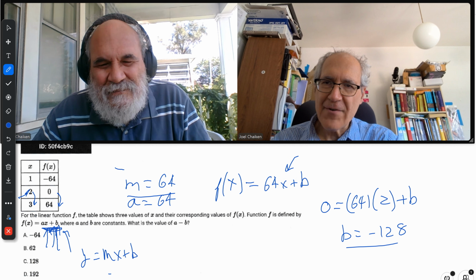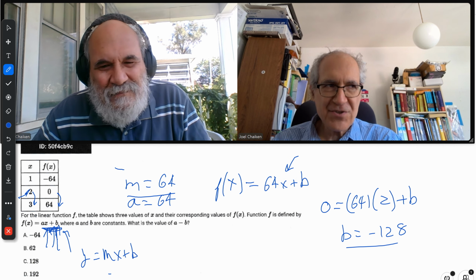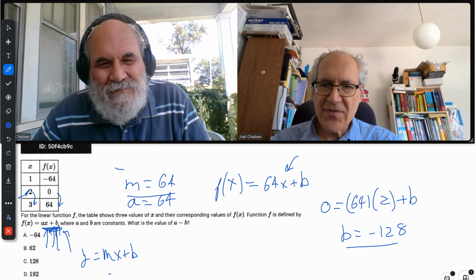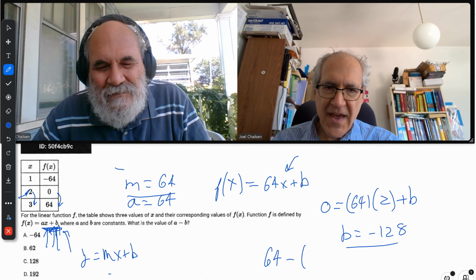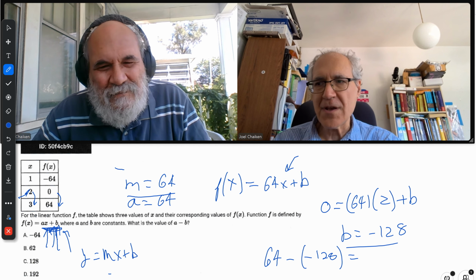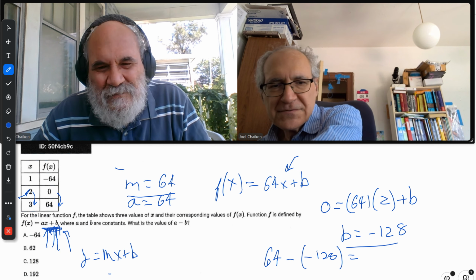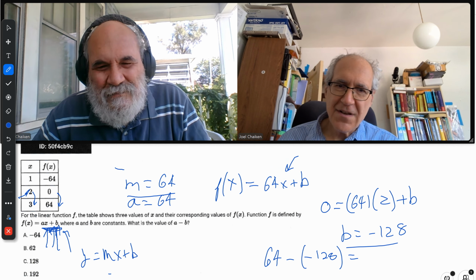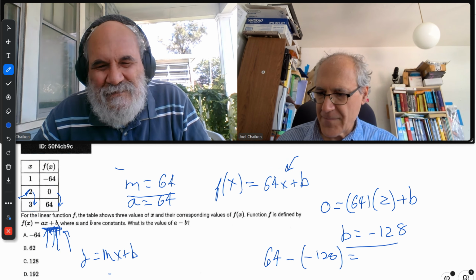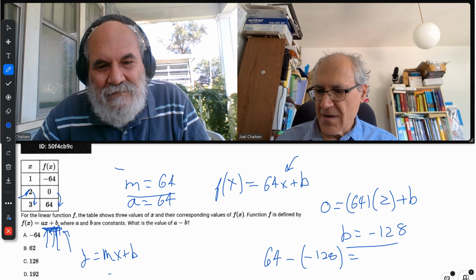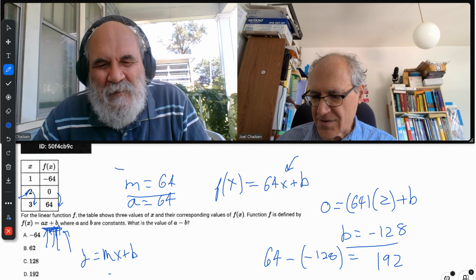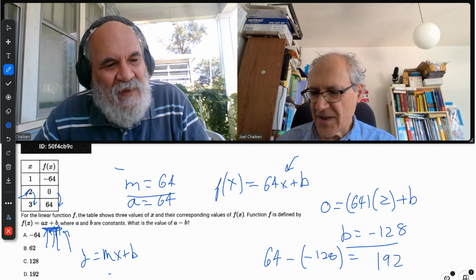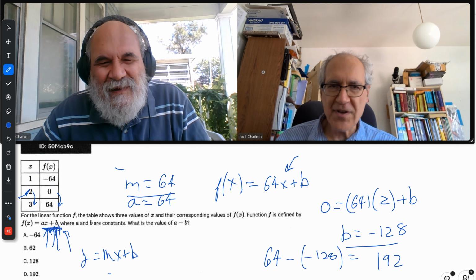Now you've got to be very careful, because on the SAT they want to see if you're making sure how to deal with negative numbers, integer arithmetic with negative numbers. If a is 64 and b is negative 128, then a minus b is 64 minus negative 128. Just add 64 to 128, and that gives the answer, 192. You could do that in your head, on paper, or in a calculator.